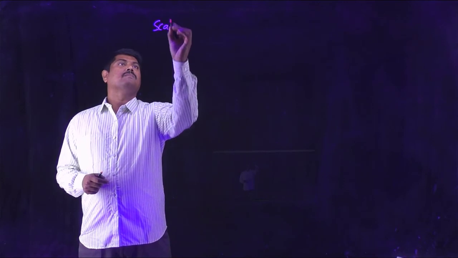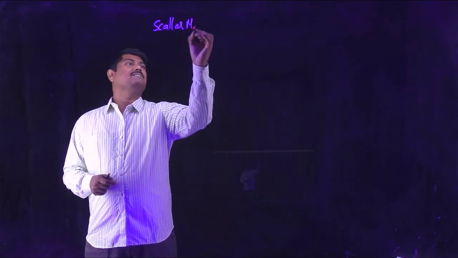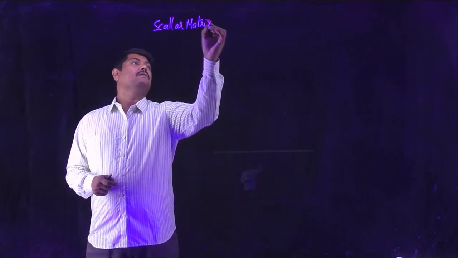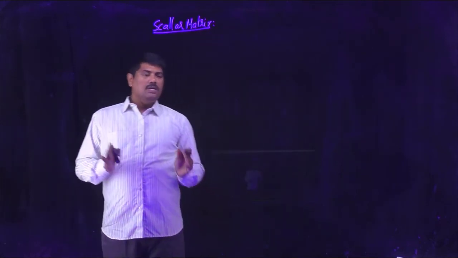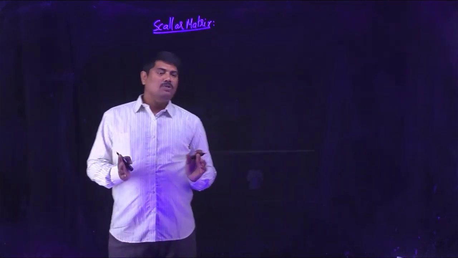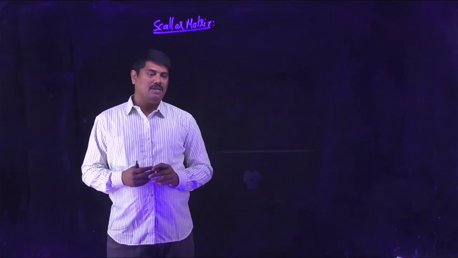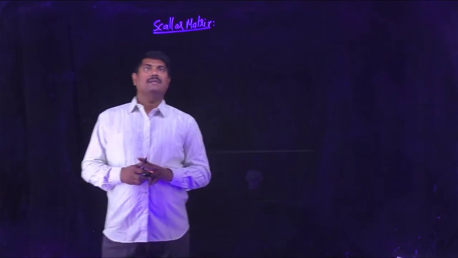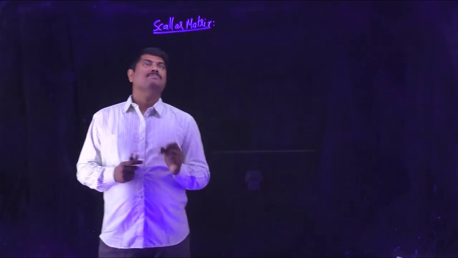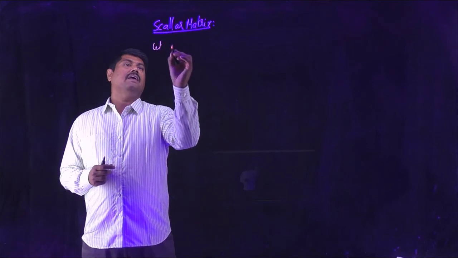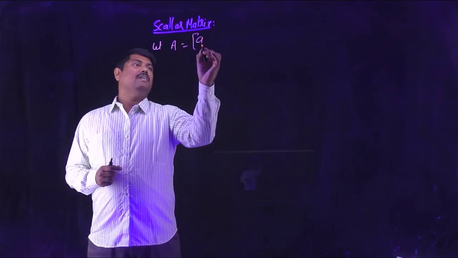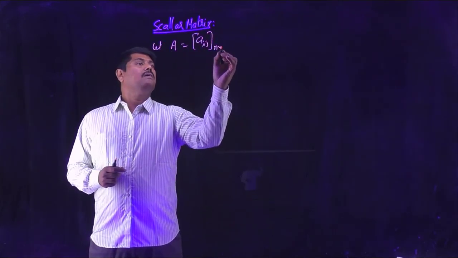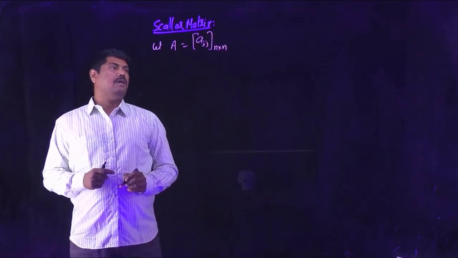Now let us discuss one more example, that is the scalar matrix. What is a scalar matrix? Already we have discussed trace and diagonal matrix. Now let us come to know what a scalar matrix is. With short notation, let us consider a matrix like this, A ij, n by n. This is a square matrix of order n.